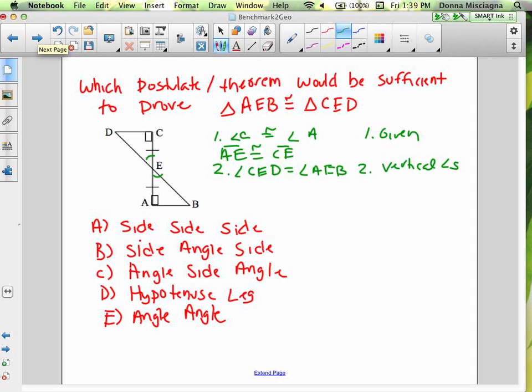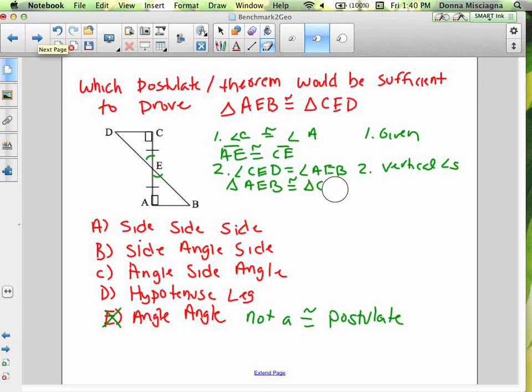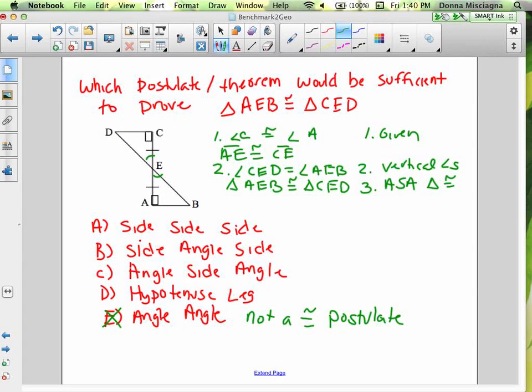Now, if we have three pieces of information, is it the right pieces of information? I see I have two angles and a side. First of all, angle-angle-side is not a congruence postulate here, so if it's asking you about congruent triangles and you see angle, cross that one out. We have two angles and a side between. It must be that triangle AEB is congruent to triangle CED using angle, side, angle. So the correct answer is C.